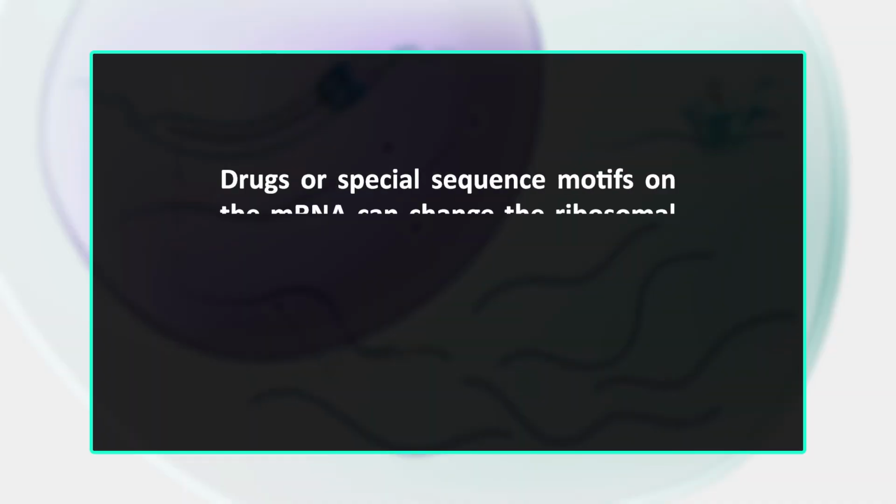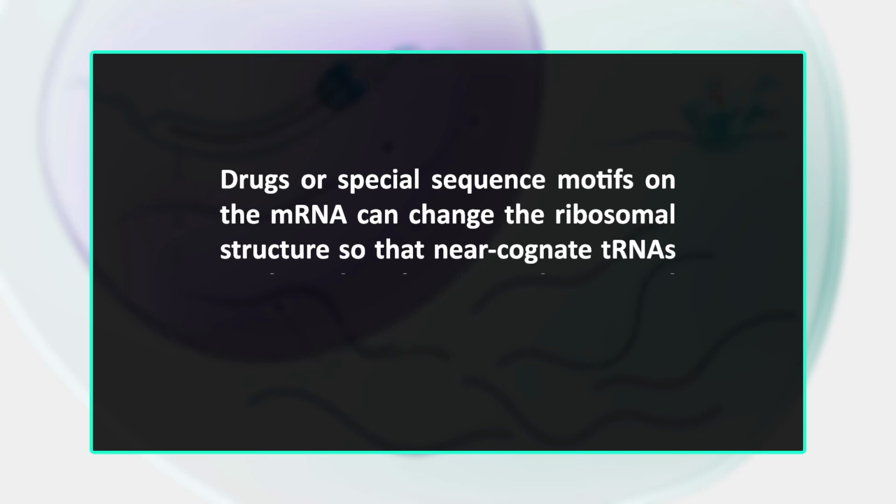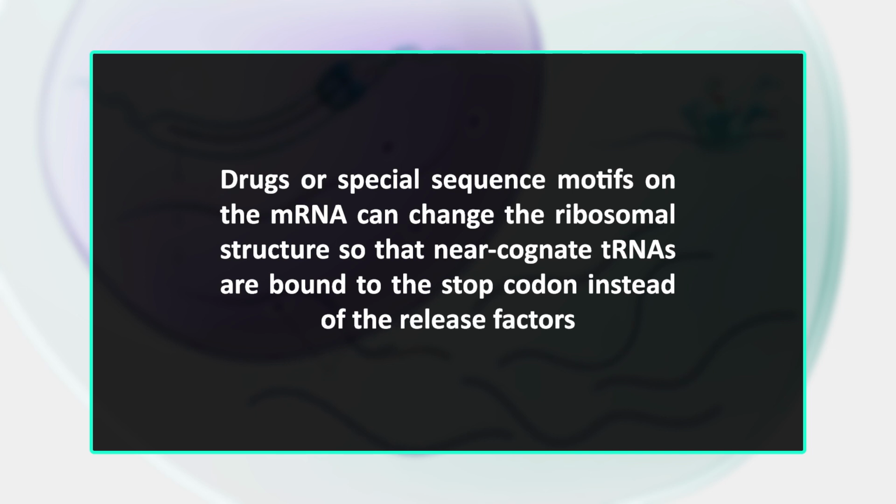Drugs or special sequence motifs on the mRNA can change the ribosomal structure so that near-cognate tRNA are bound to the stop codon instead of the release factors. In such cases of translation read-through, translation continues until the ribosome encounters the next stop codon.